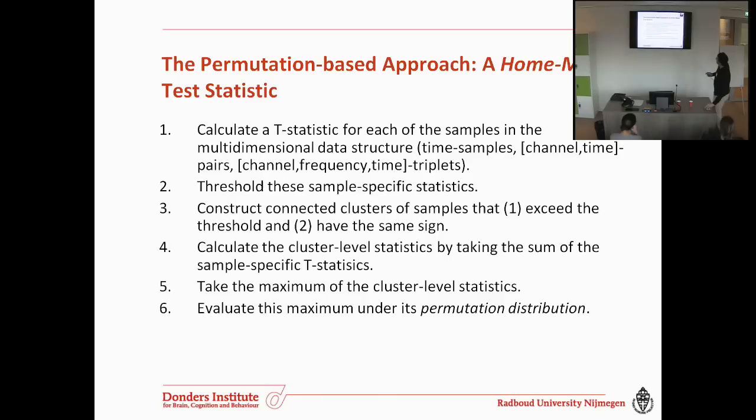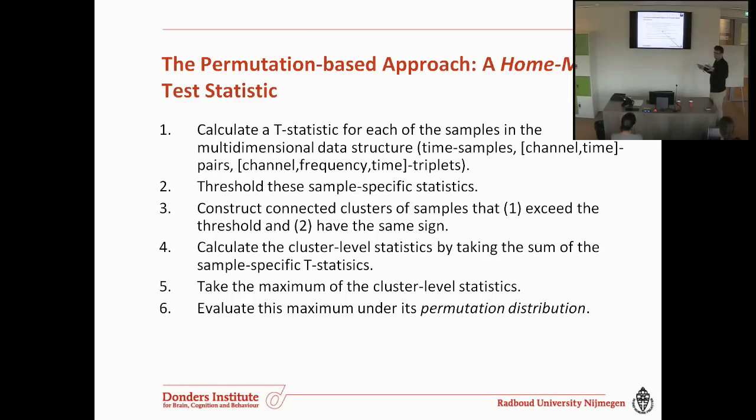That's how it works. And here, I've summed up the procedure. It involves 6 steps. First step is you calculate a t-statistic for each of the samples in the multidimensional data structure. We have considered only temporal data, time samples, but you can do it just as well using spatiotemporal data or spatio-spectrotemporal data. You threshold these sample-specific statistics, and you construct connected clusters of these samples across time, time-space, time-frequency space, clusters that exceed the threshold that all have the same sign.